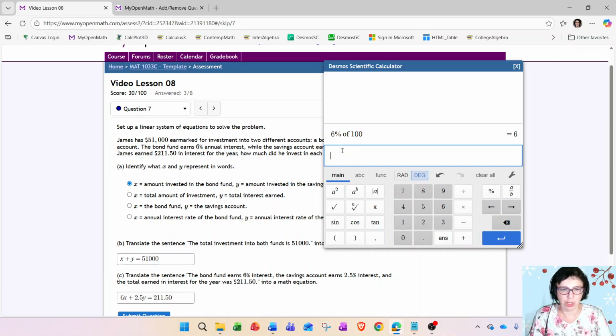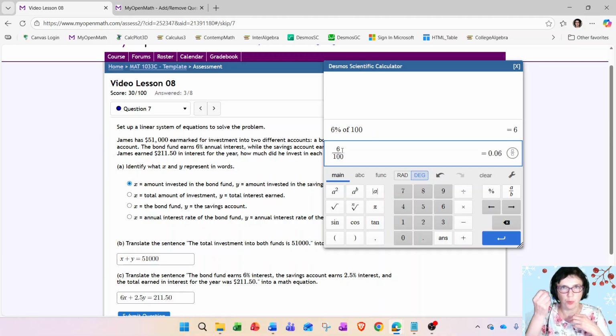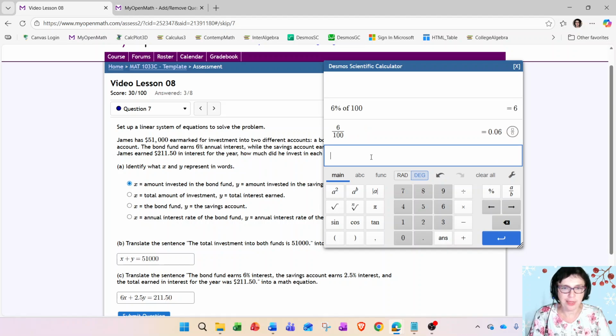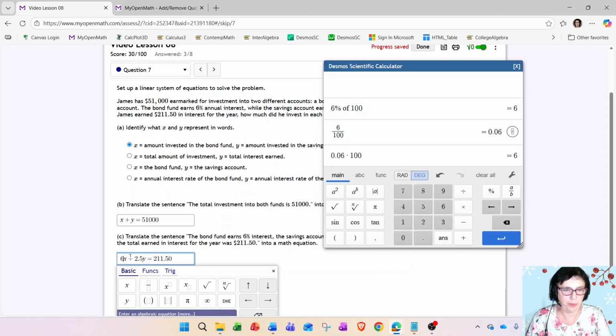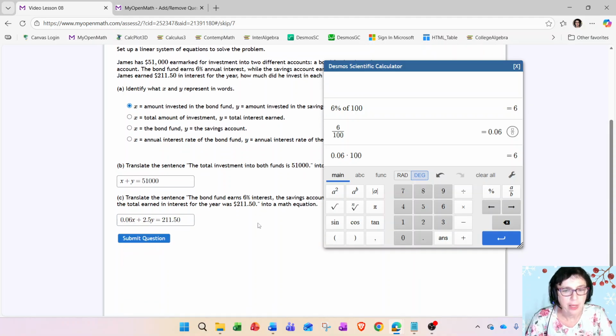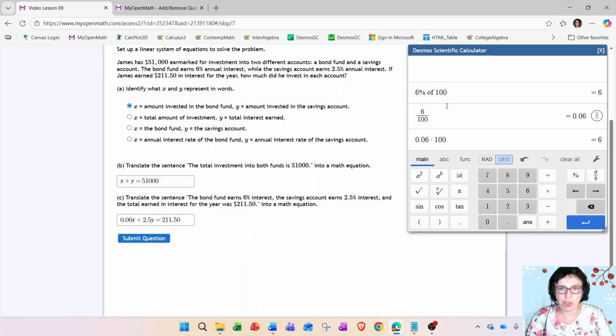What it did is it first took 6, divided it by 100, because from the word percent, cent is like 1 out of 100. You have to divide by 100, which is going to give you 0.06, and then you multiply that by your amount, well, by 100 or whatever it is your amount is going to be. This is not going to be 6. It's going to be 0.06 of X. And then similarly, it is 2.5% of Y.